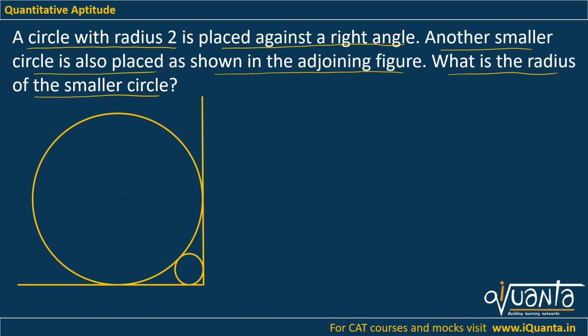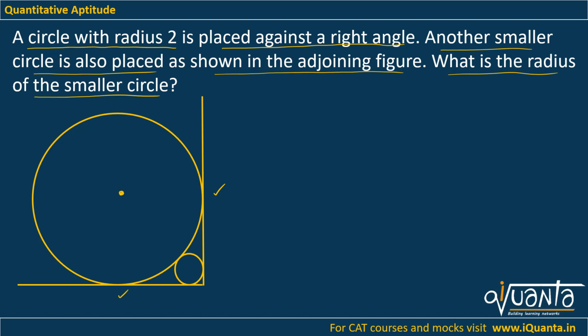So we have two circles over here. The bigger circle has radius 2. The smaller circle, let me assume that its radius is small r. I need to find out the value of small r. We can see that the bigger circle is touching this side and this side, that means the vertical and horizontal lines, while the smaller circle is touching the bigger circle as well as these two lines, horizontal and vertical. So how can we solve this question?